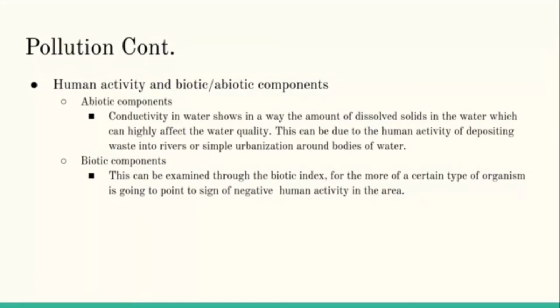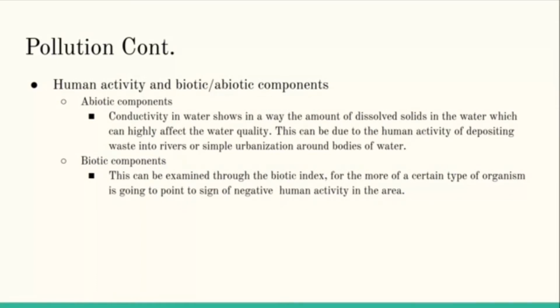The way that we can see biotic and abiotic components and human activity and how they correlate to each other is firstly through conductivity and abiotic components. Conductivity in the water is a way to see the amount of dissolved solids in the water, which can highly affect the water quality. If there are high levels of conductivity, this can mean that there are high levels of dissolved solids, which can be due to human activity depositing waste into rivers or simple urbanization around the bodies of water, which causes negative eutrophication effects in the water.